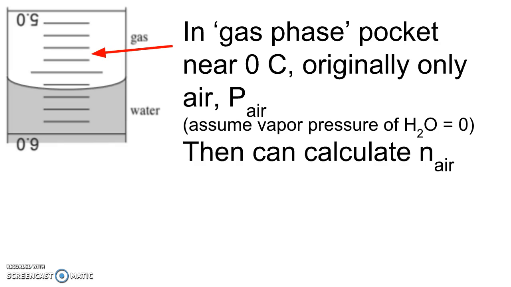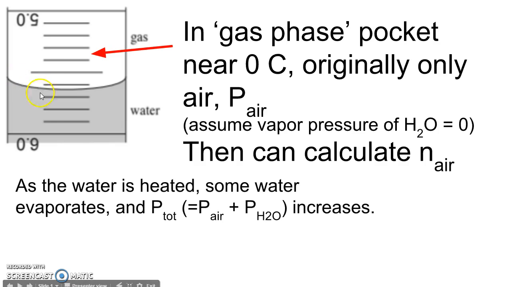So we're going to start out with very cold water, such that this little gas phase pocket is only air, because we're assuming the vapor pressure of water at that temperature, near 0 degrees Celsius, is pretty much 0. What that allows us to do is to calculate the total number of moles of air in that gas phase pocket.